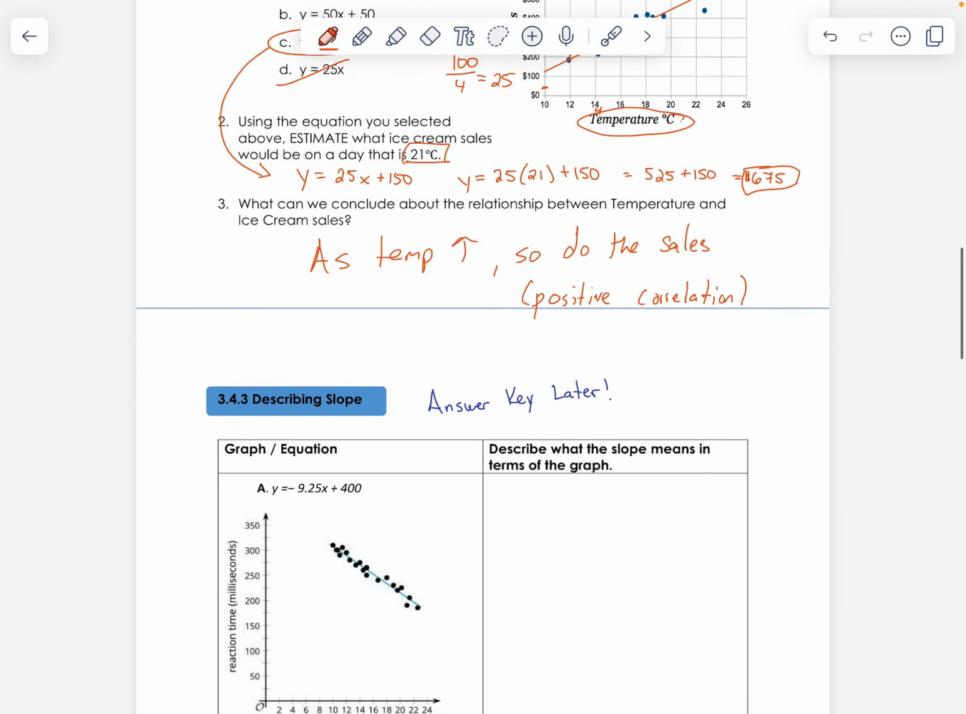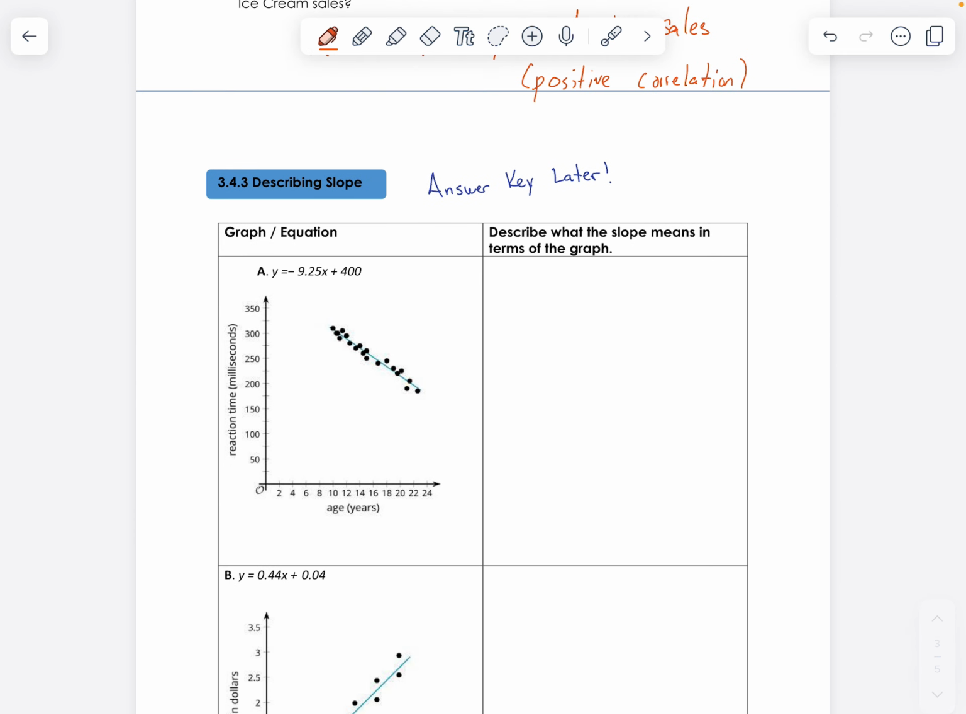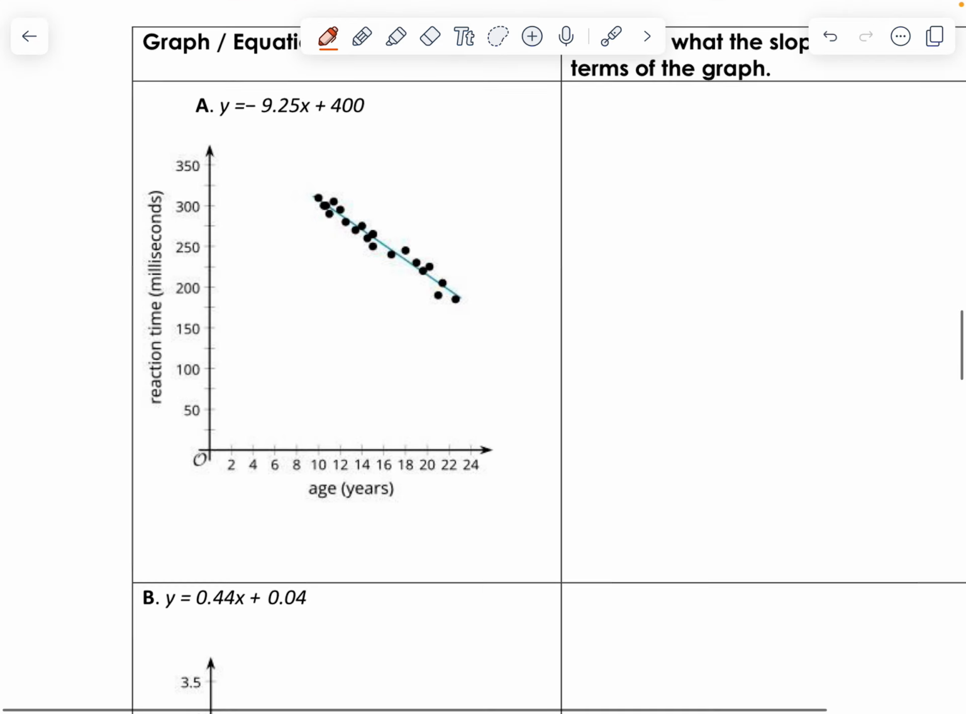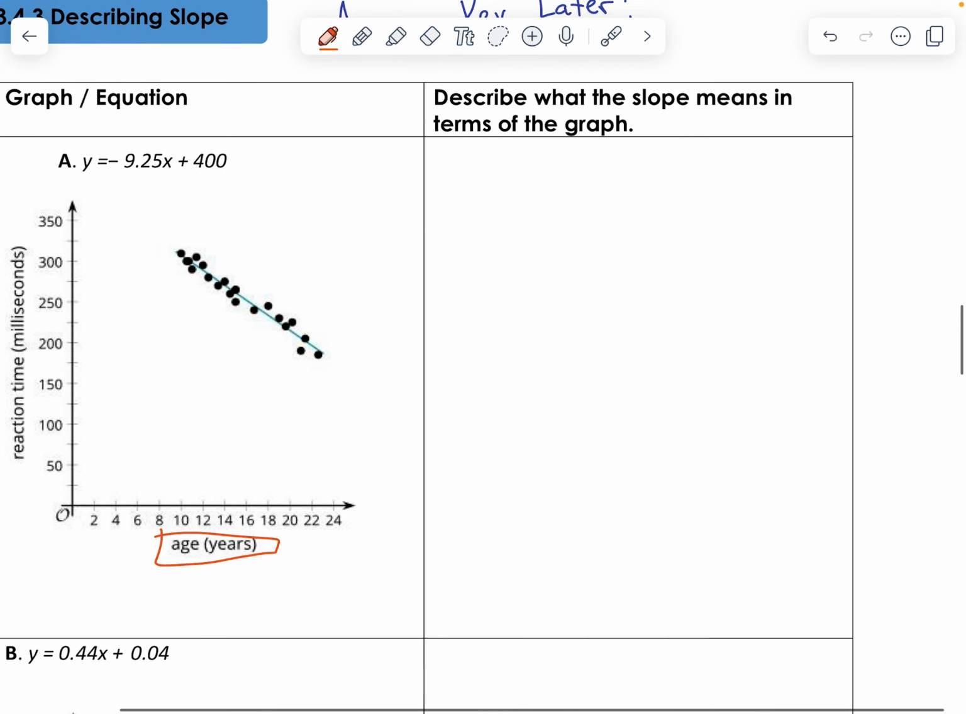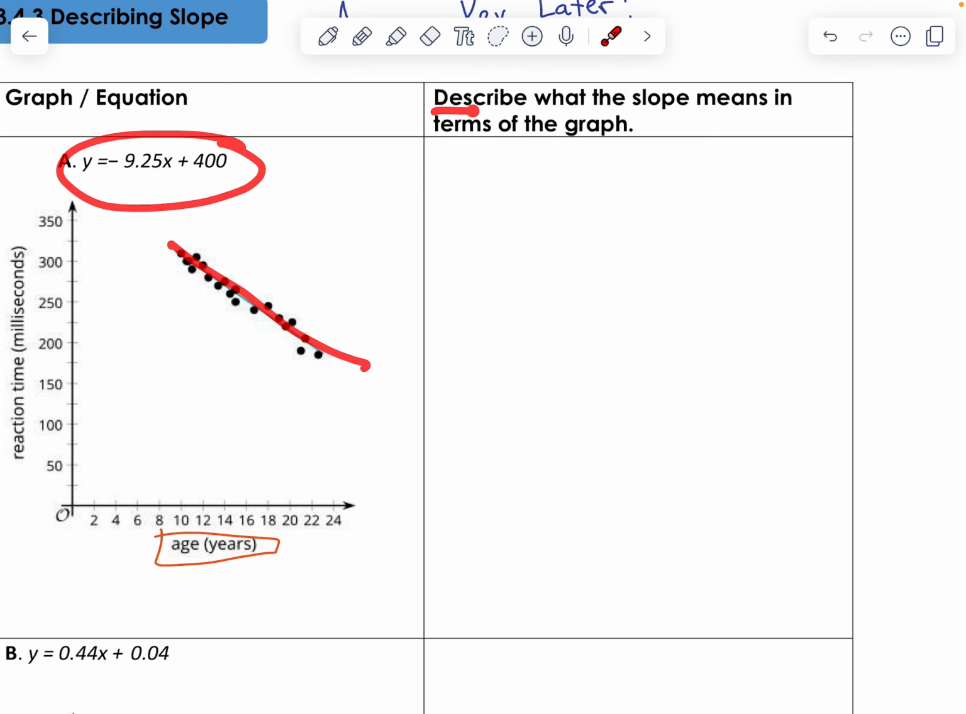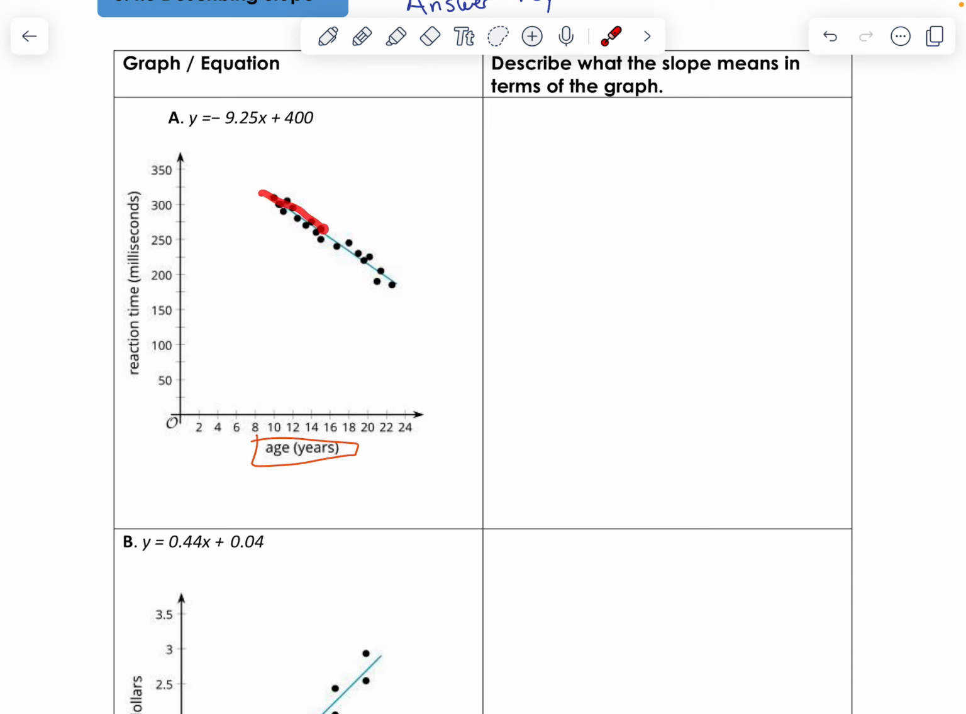Okay, what I'd like you to do now is go ahead and do that same idea. So describe the relationship. Okay, you've got your axes that are labeled, and so you see this graph. They've drawn the line of best fit for you. They've given you the equation already. Describe what the slope means in terms of the graph. So the fact that this is going down, right? This is a negative slope. What does that mean in terms of the age in years and the reaction time?